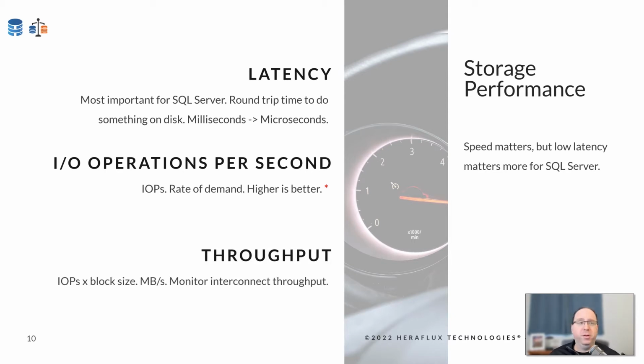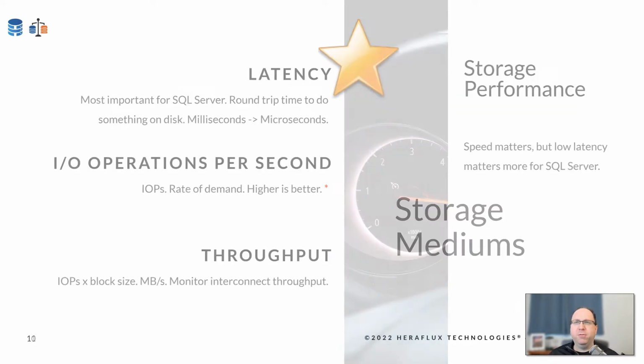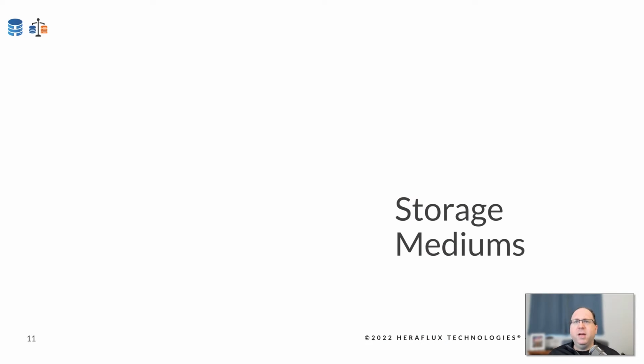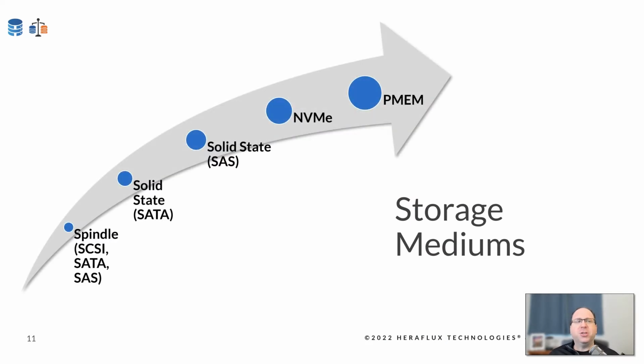Then there's throughput. All throughput is IOPS times block size. That's it. So just simply monitor for throughput rates, make sure you're not slamming an interconnect, and you're good to go there. But again, latency, that round trip to commit that transaction to disk, is what really matters the most. Now, a lot of this really depends on what kind of storage you actually have.